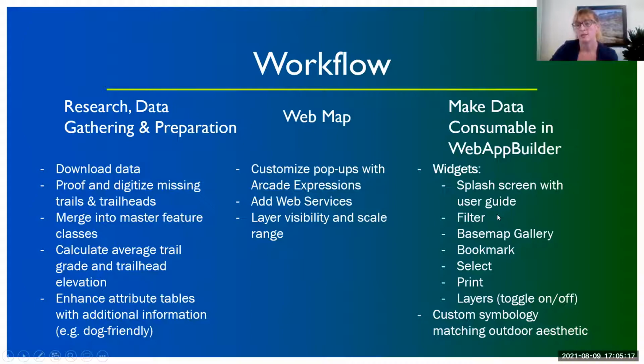I also had a basemap gallery widget so that the user could change a basemap and view contour lines if they wanted, or aerial imagery. There's an option to bookmark, which is a great way to easily access the map or an area of interest on your phone, because it's also mobile friendly. And it gave the users options to toggle layers on and off. Lastly, I created custom symbology that I thought matched an outdoor aesthetic.